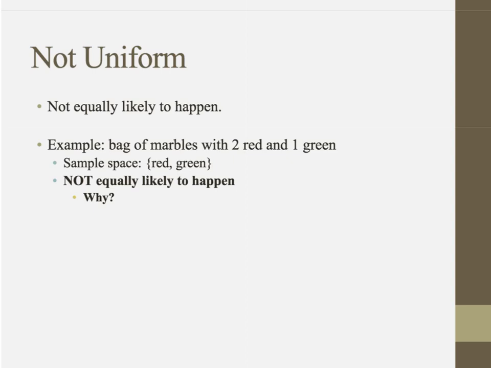All right, so not uniform would be not equally likely to happen. So if you have a bag of marbles, right, because everybody carries around a bag of marbles. So you have two red and one green, right? The sample space is red and green, the possible outcomes. But are they equally likely to happen? No. You're more likely to get red than you are green. Okay, so this is leading us into probability here shortly.